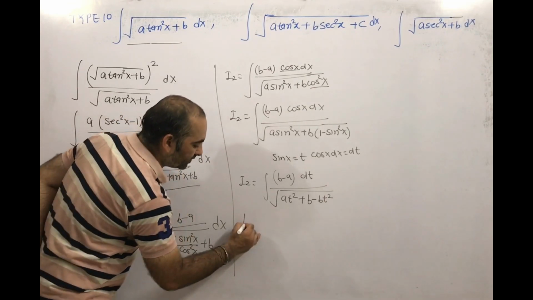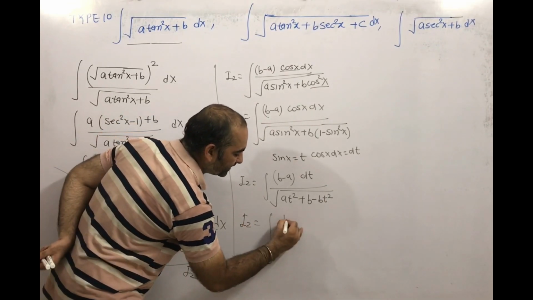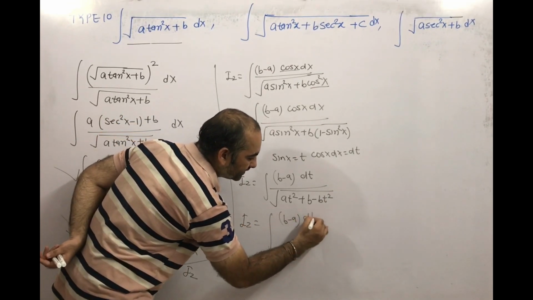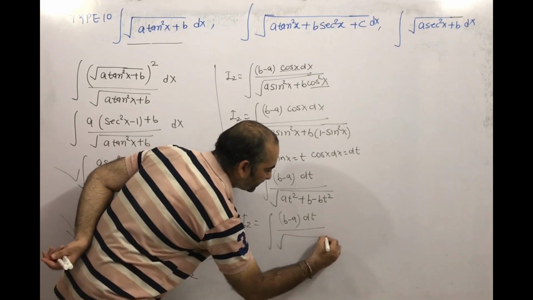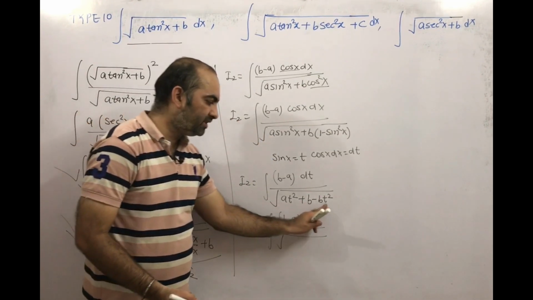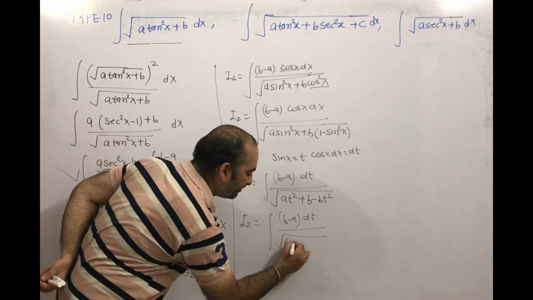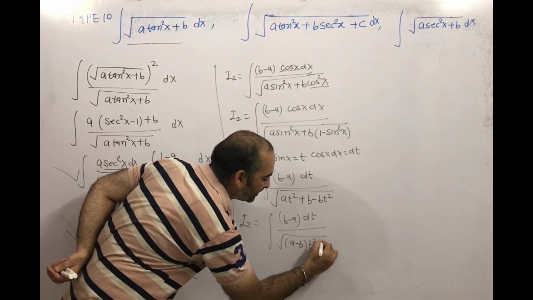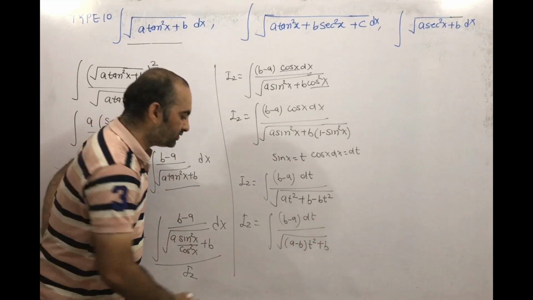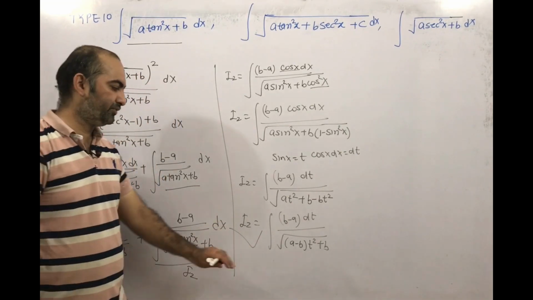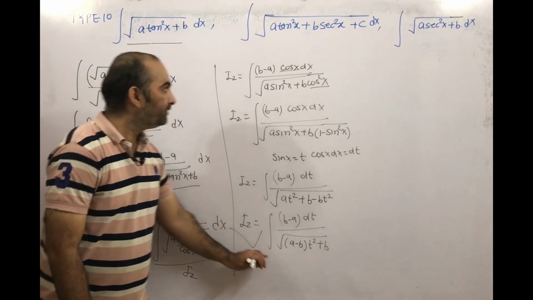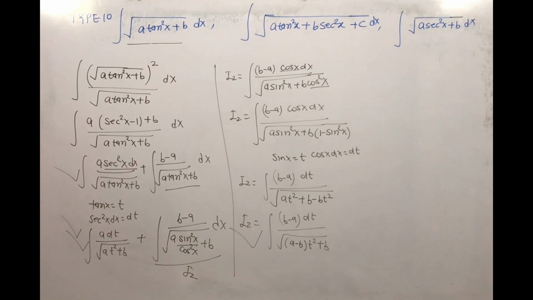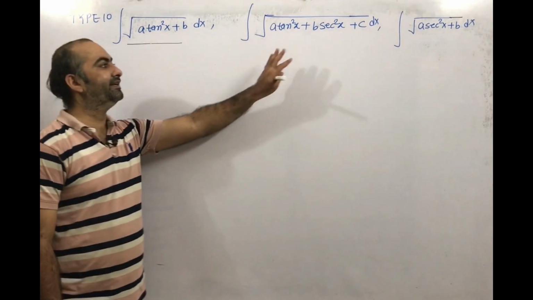So this will come out I2 equal to integration of (b minus a) dt divided by root over a t square minus b t square. So this will come out (a minus b) t square plus b, and this also we can do integration directly by using the formula. Like that we have to integrate this one. Next is how to integrate this one.